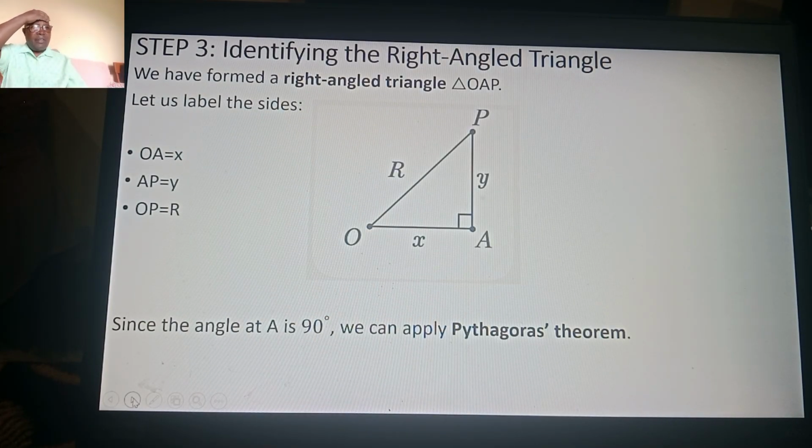Identifying the right angle triangle from the diagram, we have formed a right-angled triangle OAP, where OA is equal to x, AP is equal to y, and OP is equal to r. Since the angle at A is 90 degrees, we can apply Pythagoras theorem.